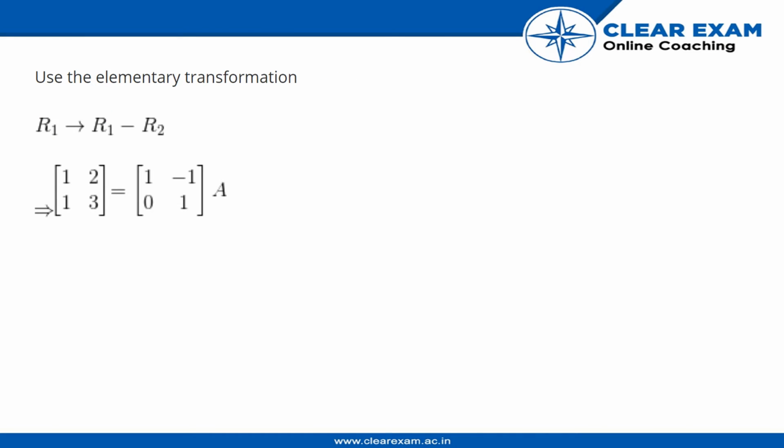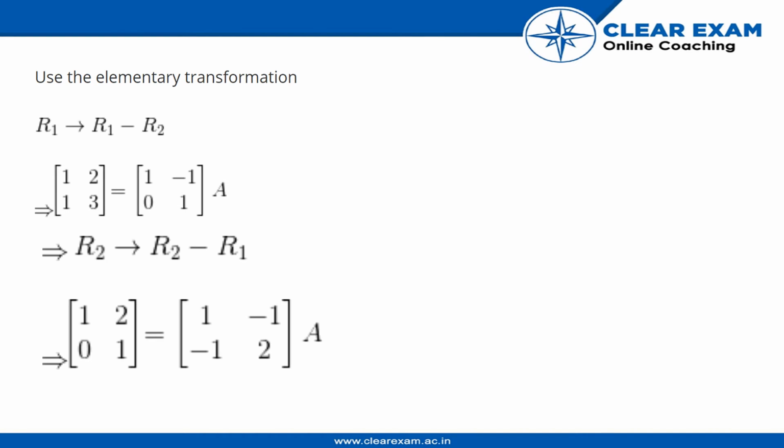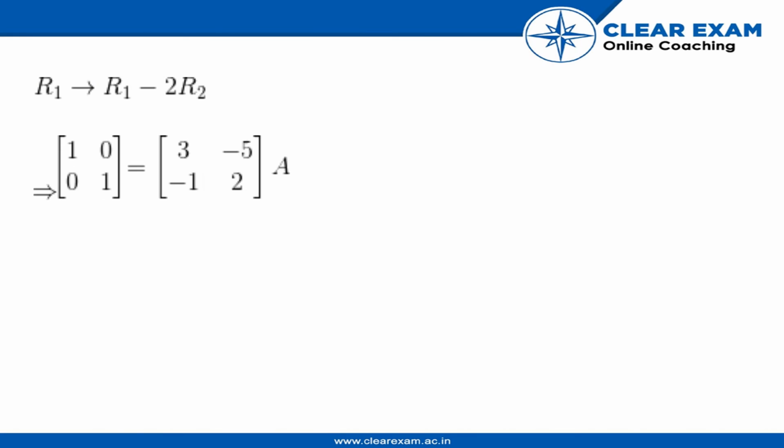Use the elementary transformation, that is, subtract row 2 from row 1. We get row 1 as [1, 2; 1, 3] = [1 minus 1, 0 minus 1; 0, 1] A. This implies row 2 = row 2 minus row 1, that is, 1 minus 1, 0, 3 minus 2 is 1. So [1, 2; 0, 1] = [1 minus 1, 0 minus 1 is minus 1; 1, 1 minus of minus 1 is 2] A.